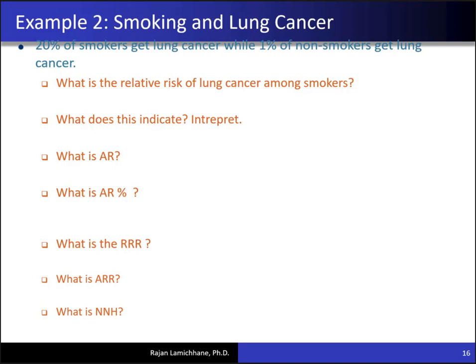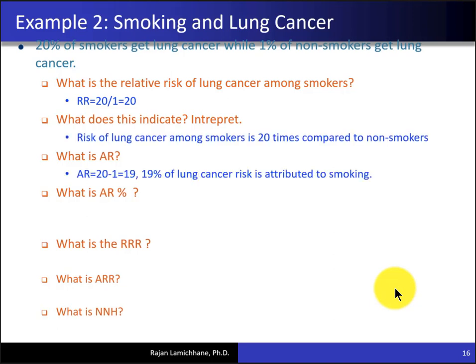20% of smokers get lung cancer, while 1% of non-smokers get lung cancer. So in this case, what is the relative risk of lung cancer among smokers? It is just the ratio of risk between the exposure and non-exposure groups. The exposed have 20% risk, and the non-exposed have only 1% risk. So it is just the ratio of 20 and 1. So the relative risk is 20 per 100, since we are expressing this in terms of percentage.